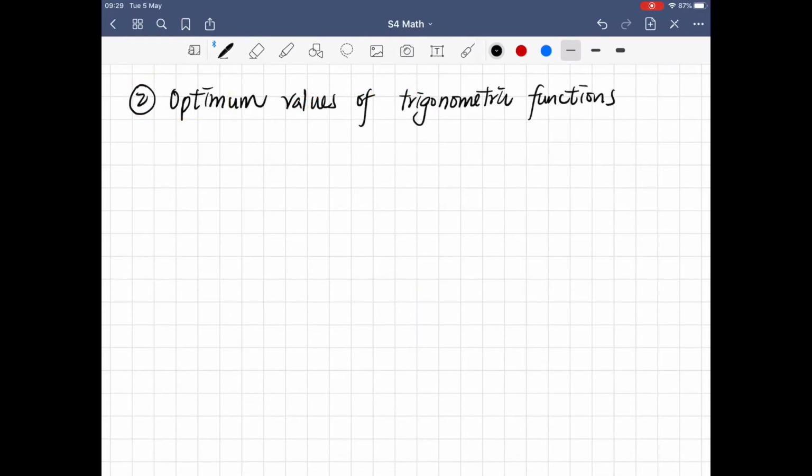So the second part of this chapter is optimum values of trigonometric functions. So the first thing we have to know is the maximum value for sine x and cosine x.